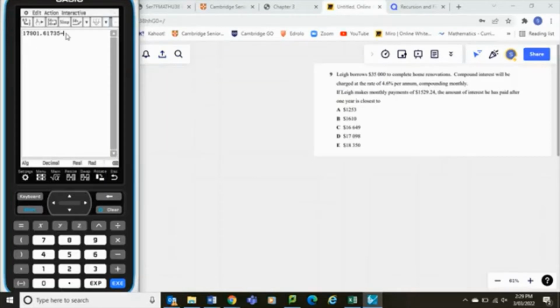Let's turn this into a positive figure because we are dealing with money there. So we need to find out the difference between the loan with interest and without. Our initial value, with interest being paid as well, is $17,901, and our value without paying interest is $16,649. So the answer here is 1,252.49, so it's closest to A here.